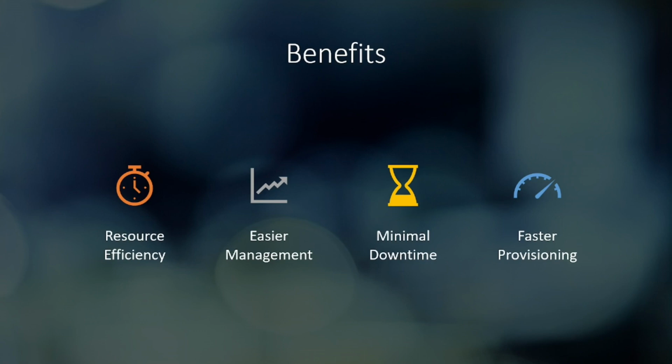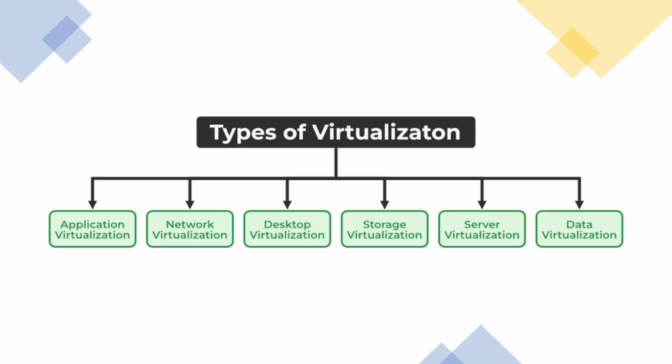Now let's move towards looking into the different types of virtualization. See in the image, there are basically 6 types of virtualization: application virtualization, network virtualization, desktop virtualization, storage virtualization, server virtualization and data virtualization. So starting with the first one, that is application virtualization.